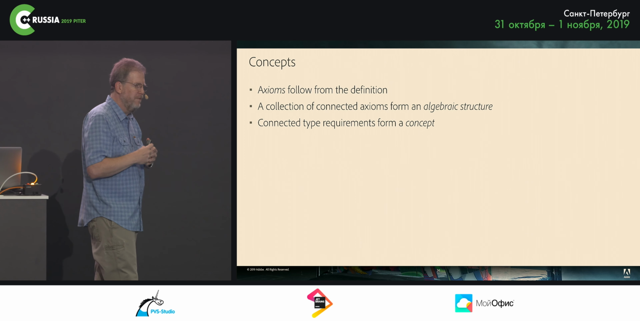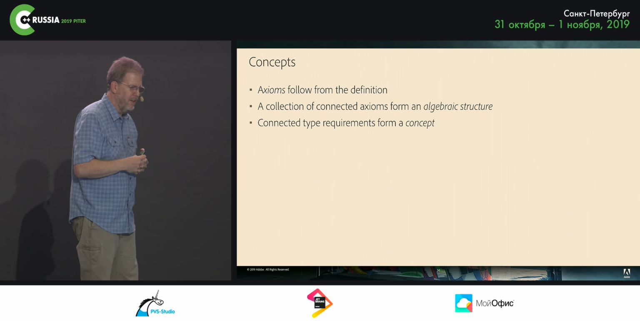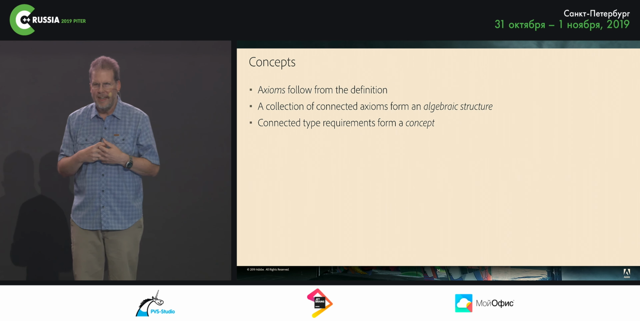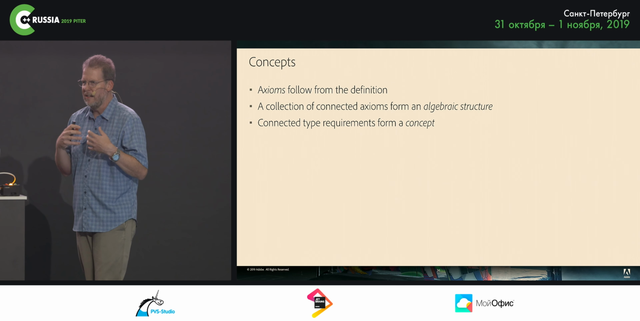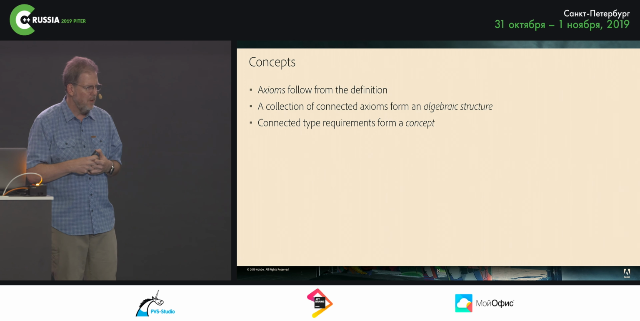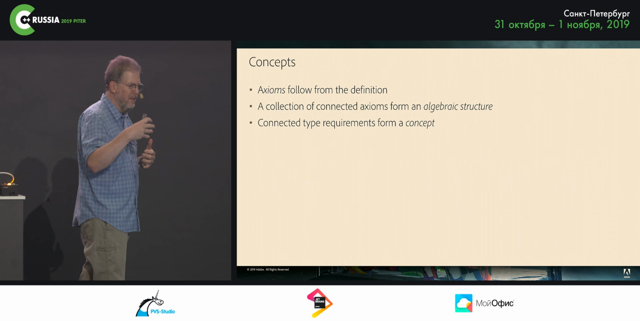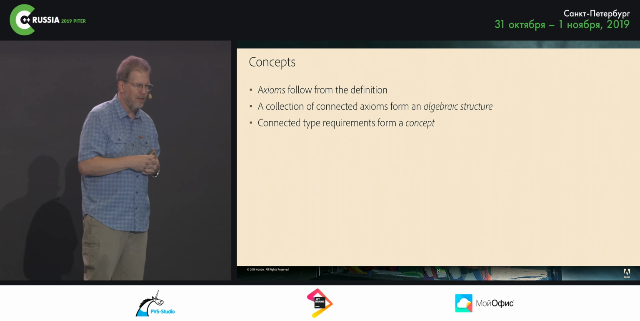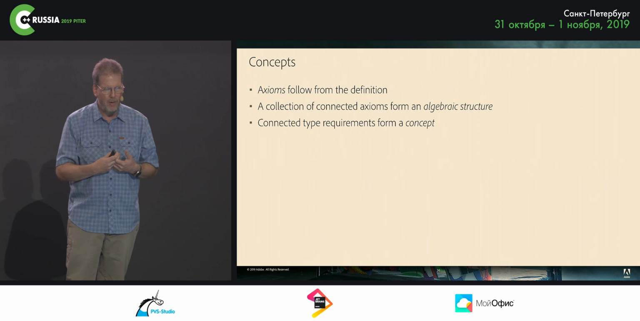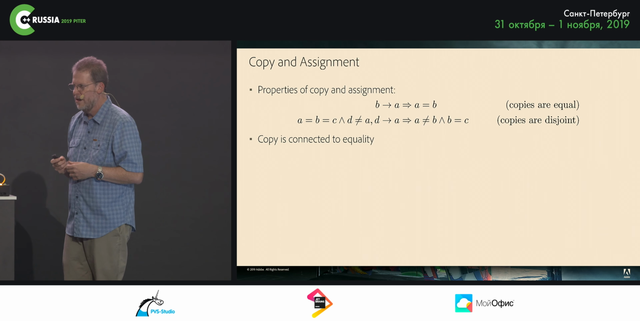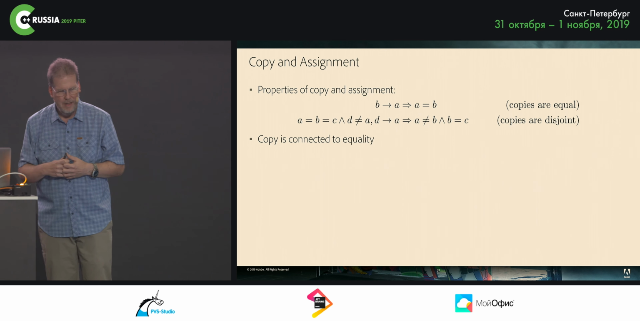So axioms follow from the definition. They are not the definition themselves. A collection of connected axioms form an algebraic structure, right? Connected type requirements... an algebraic structure is a mathematical concept. Connected type requirements form a concept in C++. So that's what a concept is.